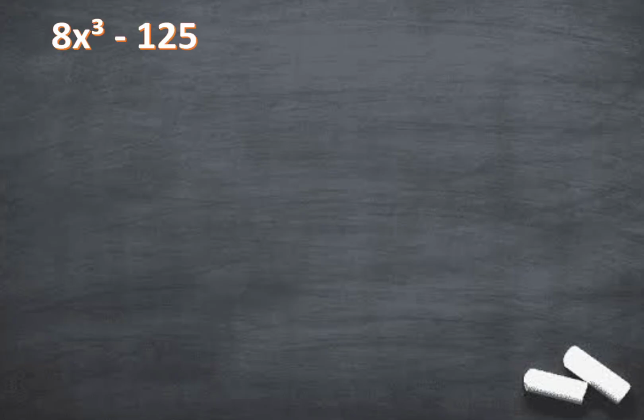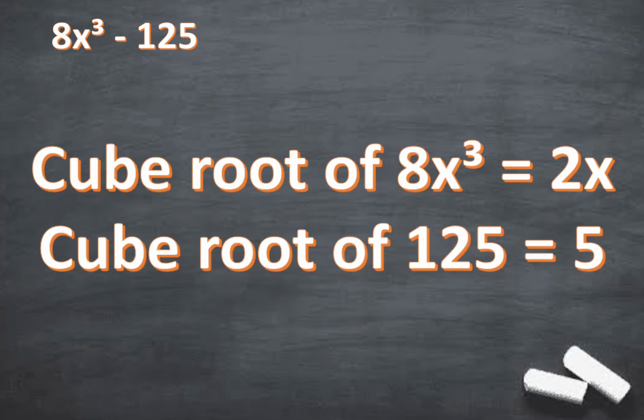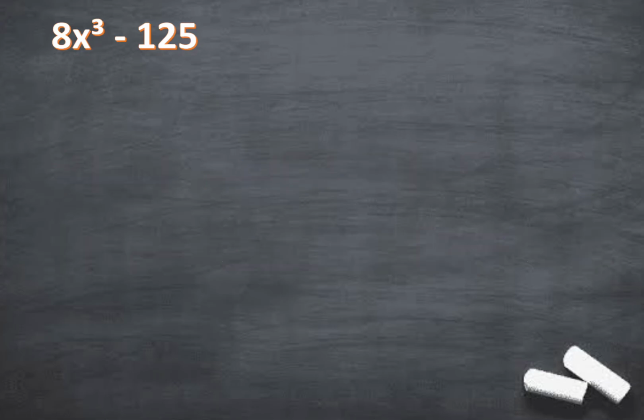For example, let us factor 8x cubed minus 125. Take note of these observations. Number 1, both terms are perfect cubes. The cube root of 8x cubed is 2x, and the cube root of 125 is 5. With this example, a equals 2x and b equals 5.